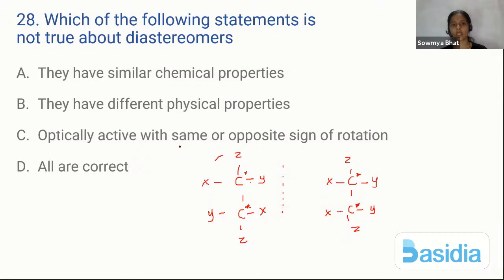And optically active with same or opposite sign of rotation. You can see in this particular carbon atom, Y is on one side and in the other one, it is on the same side. And this has a plane of symmetry as well. So basically stereomers refer to, these are not mirror images of each other. These are not the enantiomers. Only enantiomers can have the opposite signs of rotation, not the diastereomers. These are nowhere related. So these are optically active with same or opposite sign of rotation. This particular statement is not true. The question is which is not true.